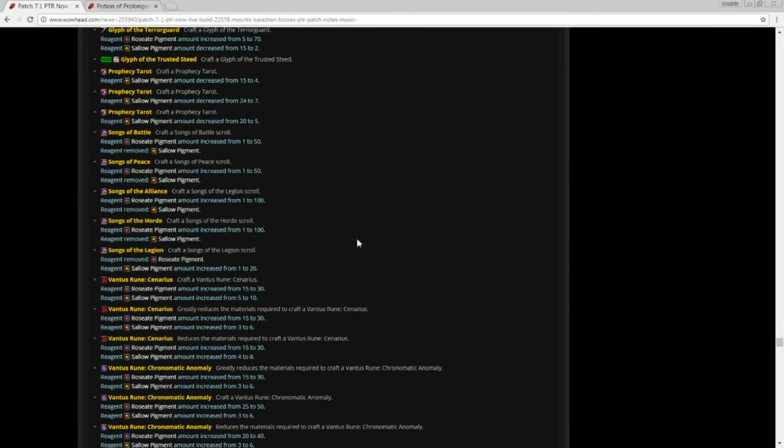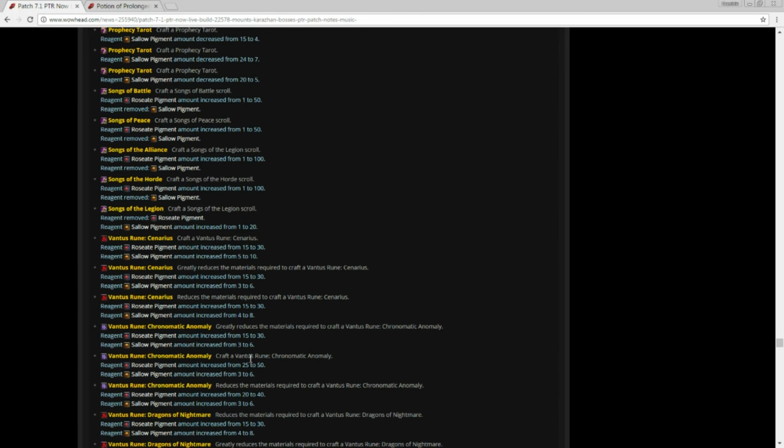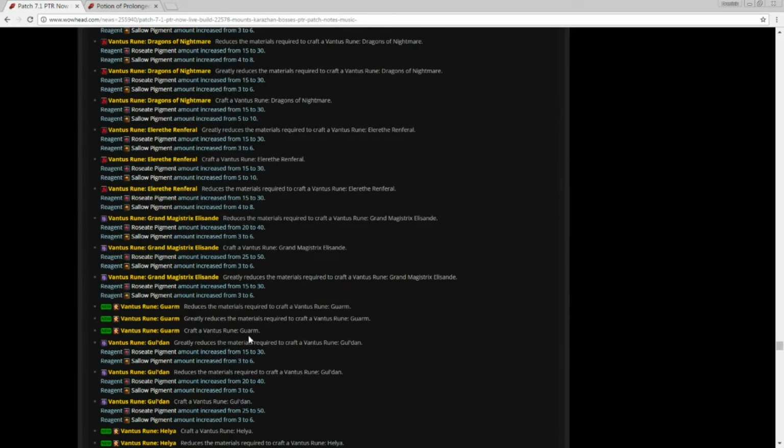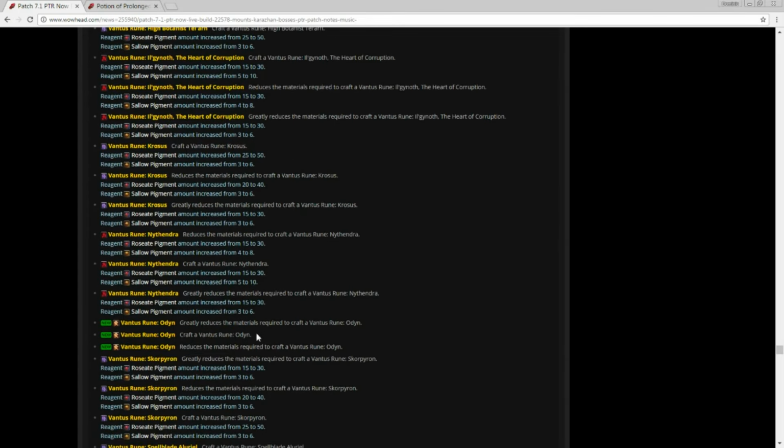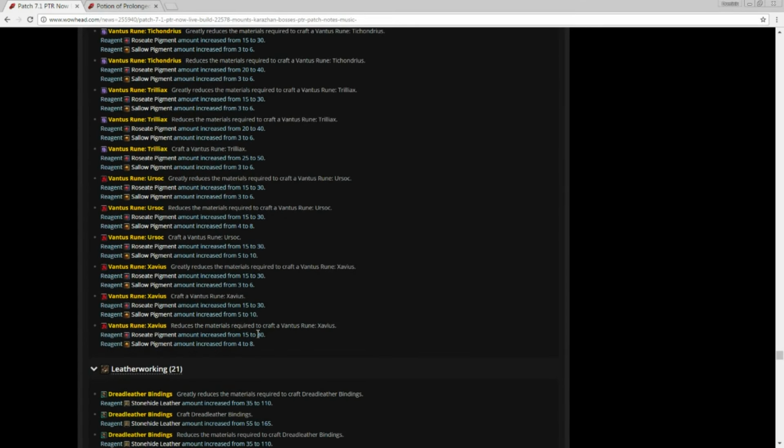The Vantus runes are getting a double material requirement. I'm not sure how many people are going to be buying Emerald Nightmare Vantus runes since there's going to be new content being released, so these would have been a good investment, but I'm not entirely sure how many people are actually going to be buying these Vantus runes. Of course, there are going to be the new Vantus runes for the new raid coming out, so those are also going to be implemented in the game.